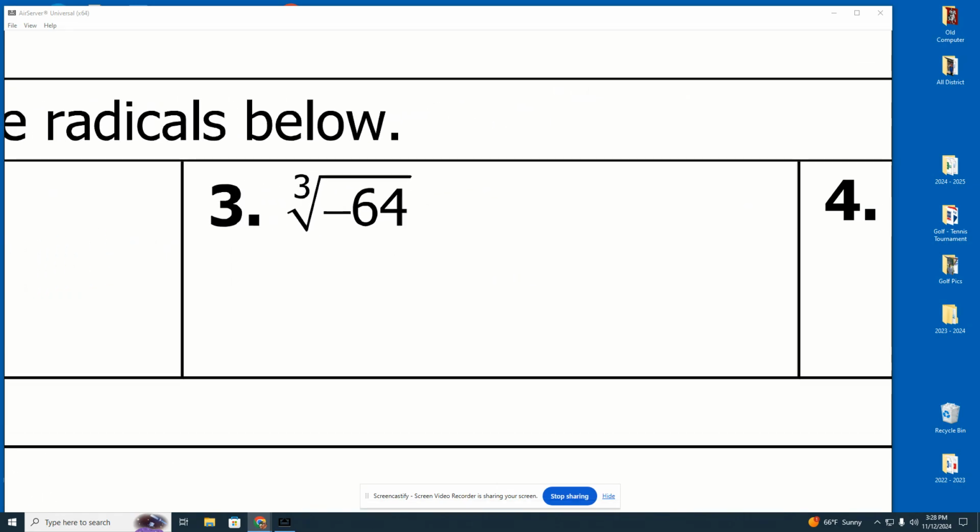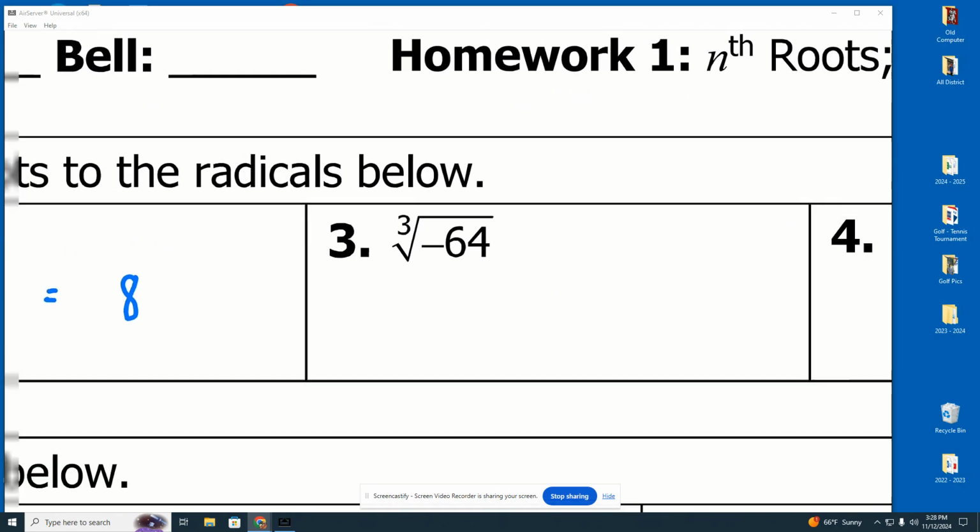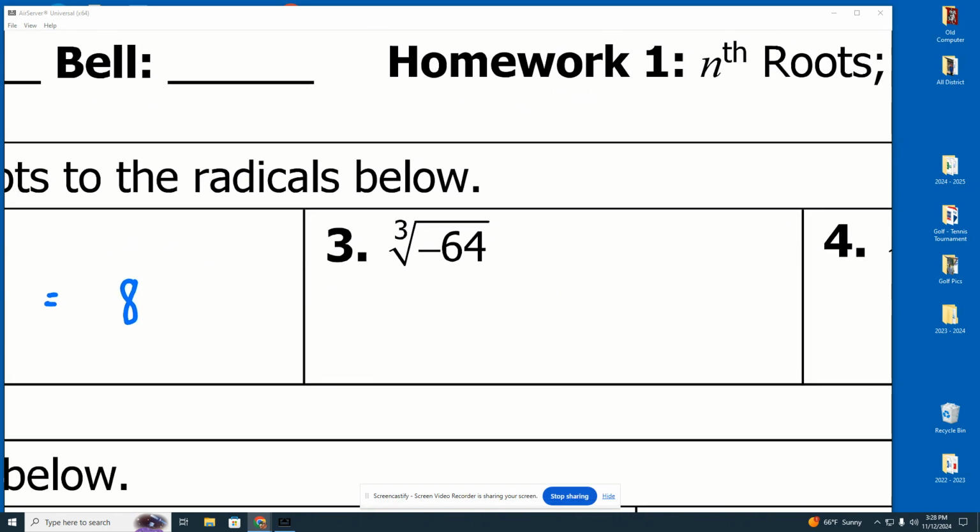Number 3, same concept. That's an odd root, cube root. So since that sign inside with that radicand is negative, our answer is also going to be negative. And what is it that multiplies by itself 3 times to get 64? That's 4. Negative 4 times negative 4 times negative 4.